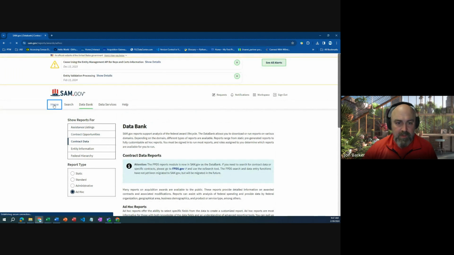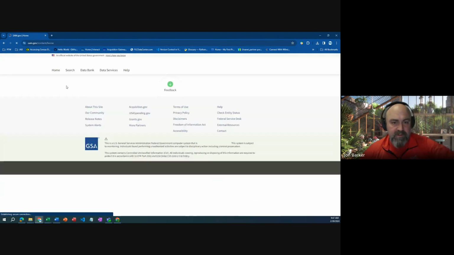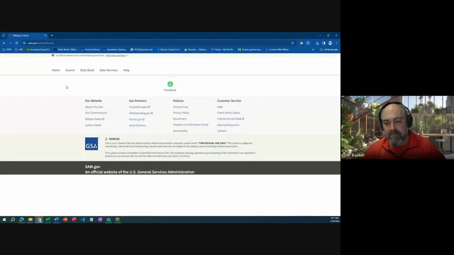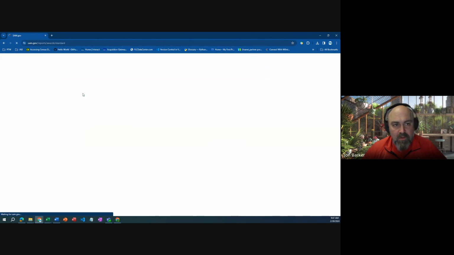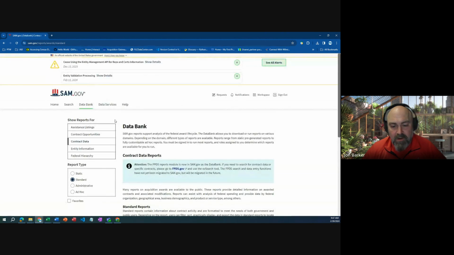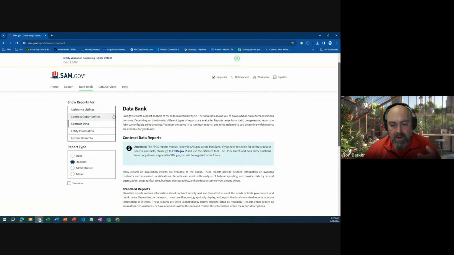Want to share with you some information that I think is useful for some folks trying to figure out where to invest their time and effort into government contracting. One of the things that I think is extremely helpful is going through this sam.gov databank. If you don't know about SAM, it's a system for award management.